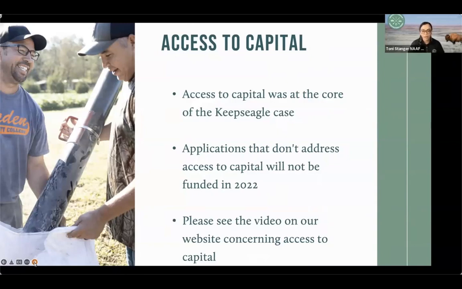We can be talking about credit education, but we could also, the CDFIs that we work with, they do direct lending. And so think very broadly about how you can include that in your application.